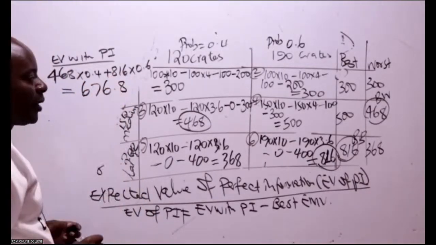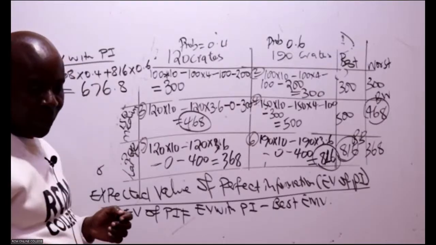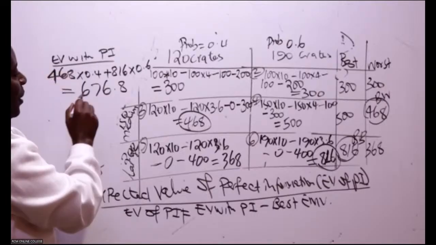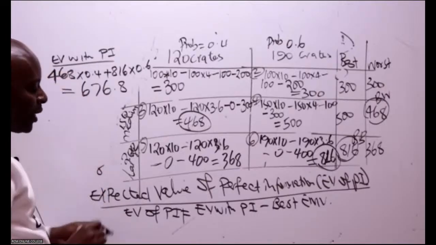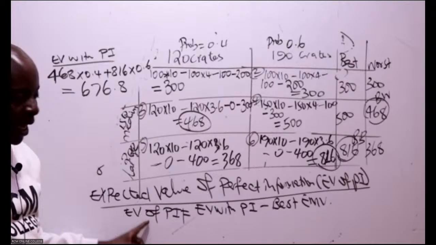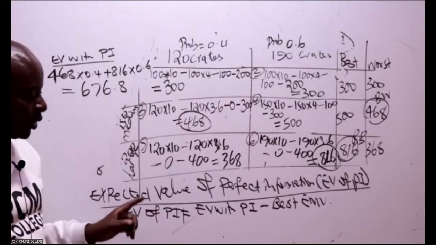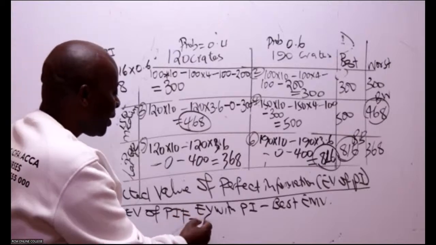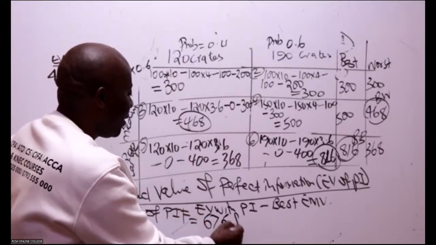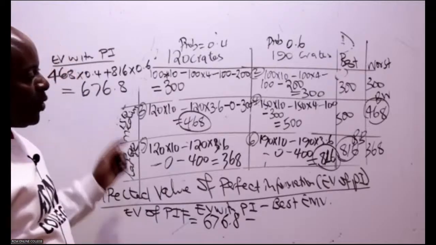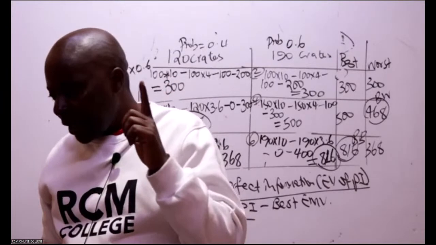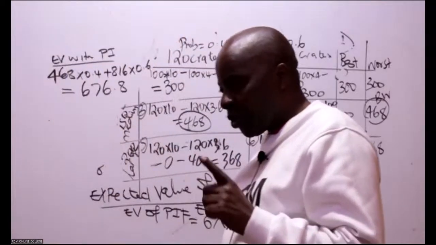Sheila is saying the volume is a bit low. I'll be able to do something. Once we have this EV with PI, can we go ahead and get EV of PI? Remember, the EV of PI will be equal to EV with PI, which is 676.8, minus best EMV. Are we able to remember the best EMV that we wrote up there?